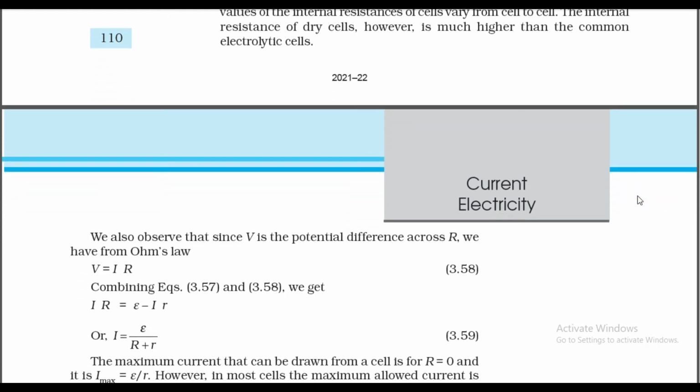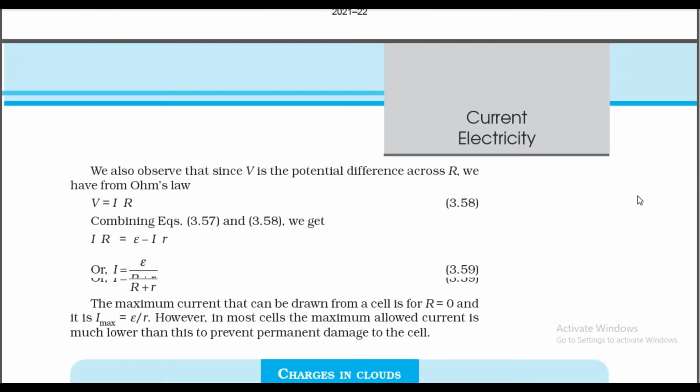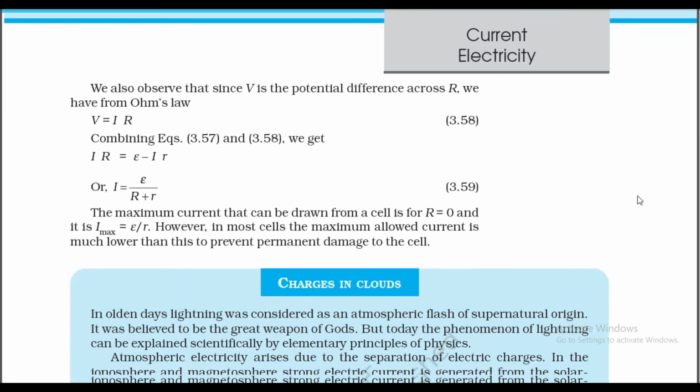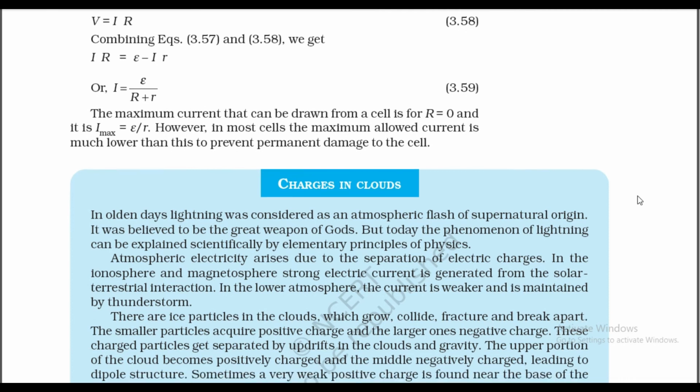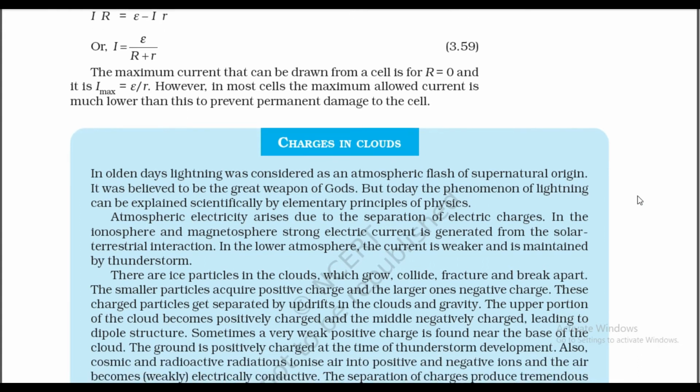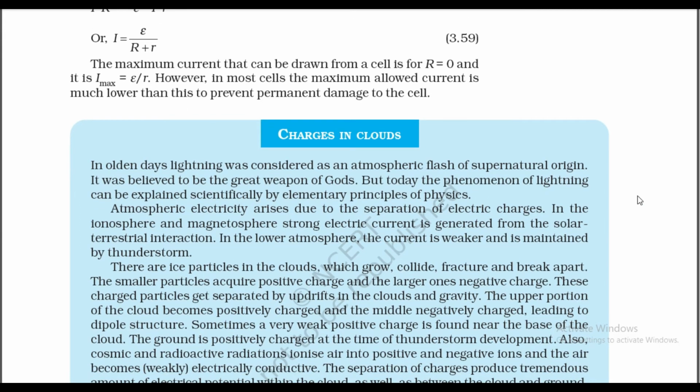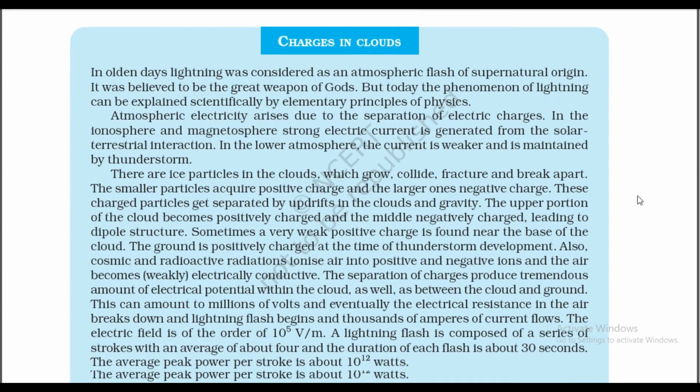We also observe that since V is the potential difference across R, we have from Ohm's law V is equal to I R. Combining equations 3.57 and 3.58, we get I R is equal to epsilon minus I r, or I is equal to epsilon divided by R plus r. The maximum current that can be drawn from a cell is for R equal to 0, and it is I max is equal to epsilon by r. However, in most cells the maximum allowed current is much lower than this to prevent permanent damage to the cell.